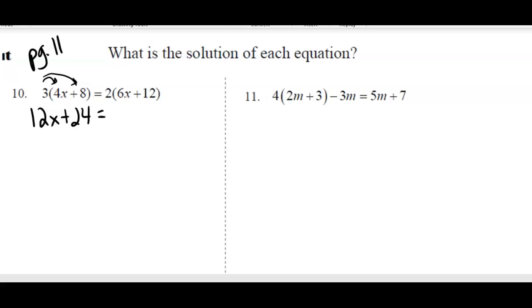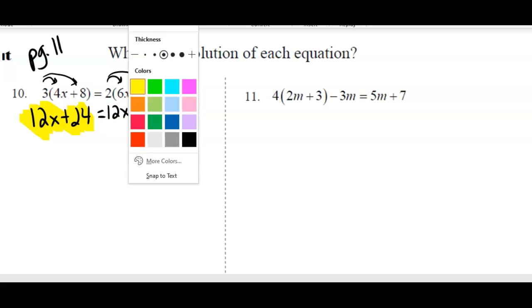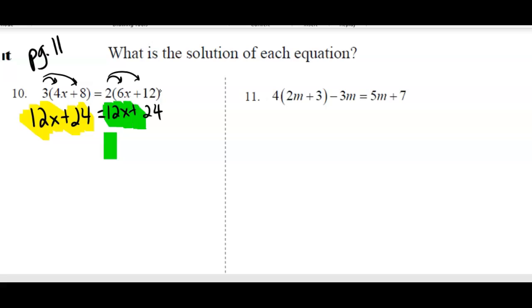Over here, I also have 2 times 6x, which is 12x, and 2 times 12, which is equal to 24. You'll notice that they match. On this side, I got 12x plus 24. And over on this side, I have 12x plus 24.